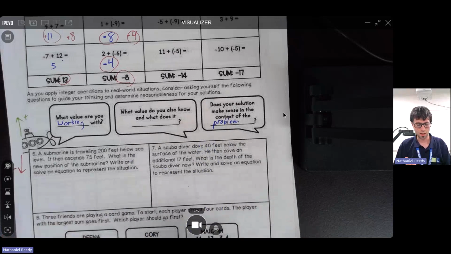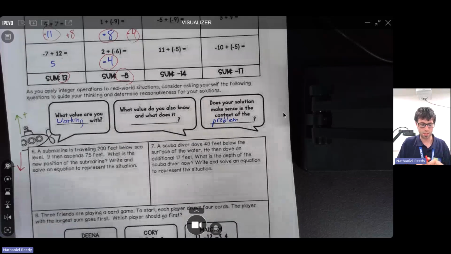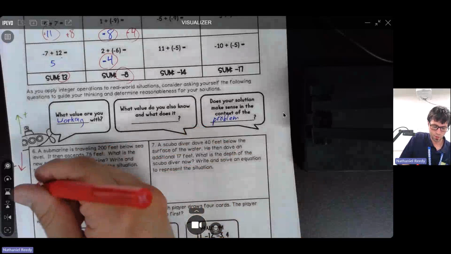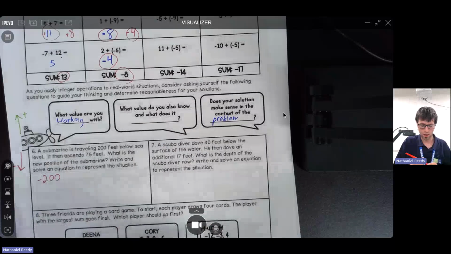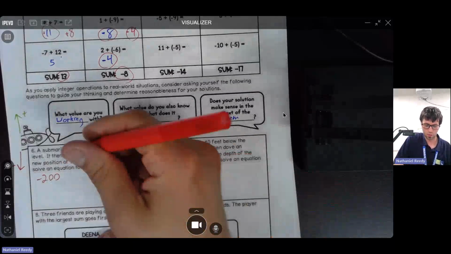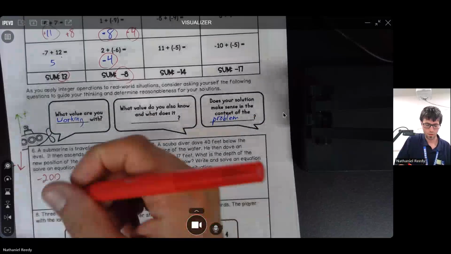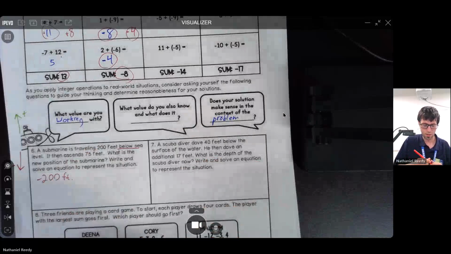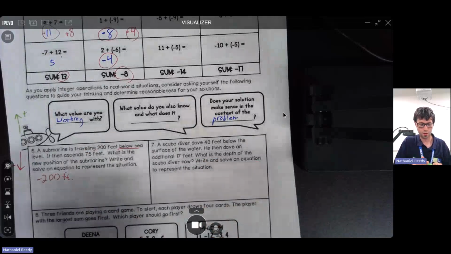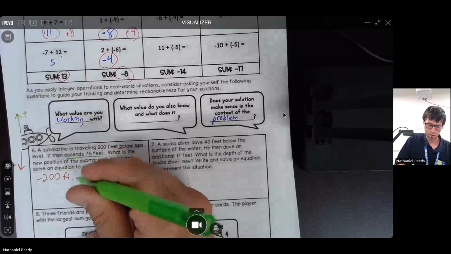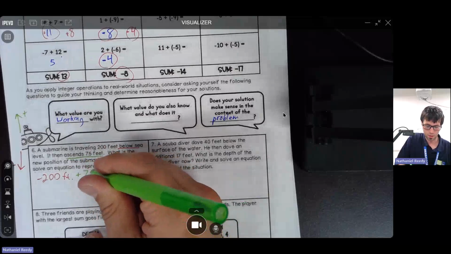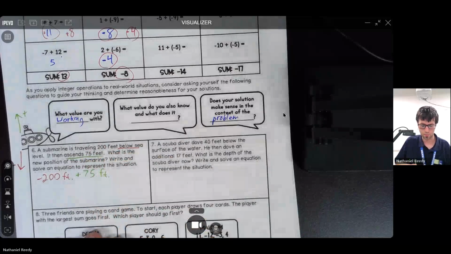So, sorry, guys. A submarine is traveling 200 feet below sea level, then it ascends 75 feet. So if it goes 200 feet below sea level, that means it goes down negative 200 feet. And then it ascends. The keyword here is below sea level, 200 feet. And then it ascends 75 feet, which means it goes back up 75 feet.